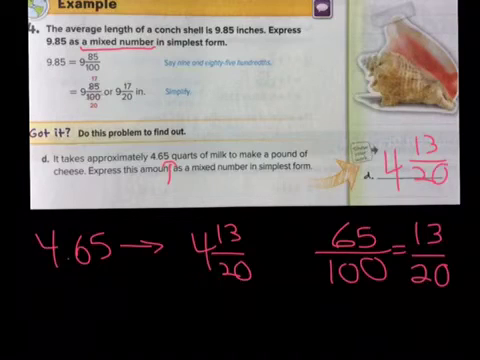Okay, continuing on. Oh, I almost forgot. Cannot forget, boys and girls, that when we write an answer with units, we must also include our units. So we have 4 and 13/20 quarts, QT.